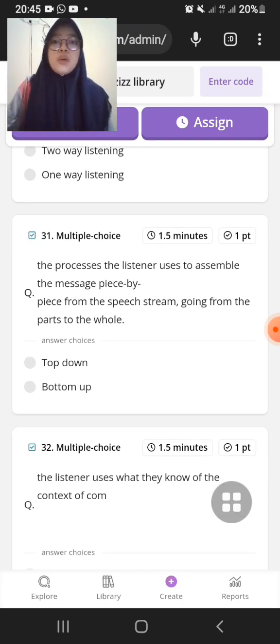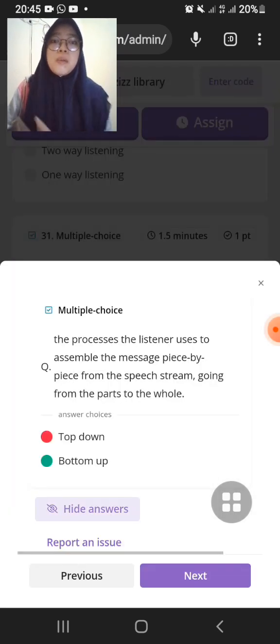Question number 31. The process the listener uses to assemble the message piece by piece from the speech stream, going from the parts to the whole. The answer is bottom up. Bottom up processing involves the explanation described in the text. Bottom up.